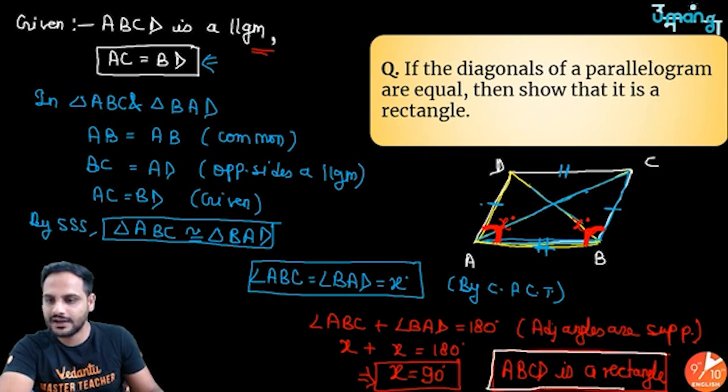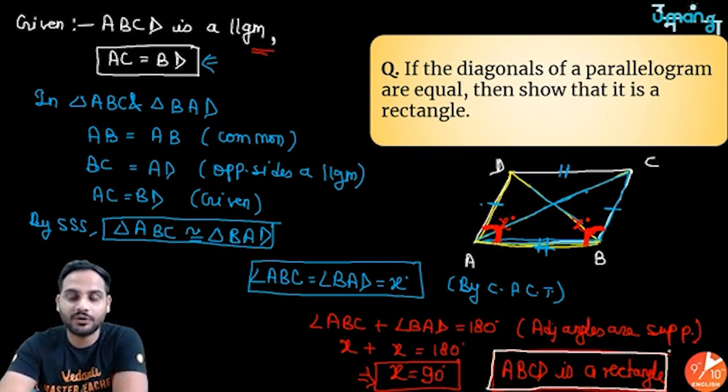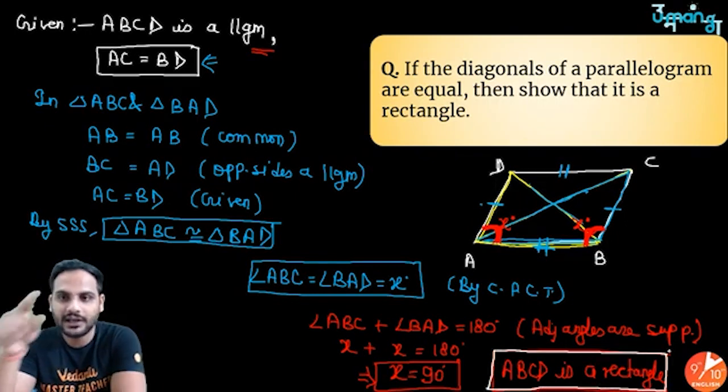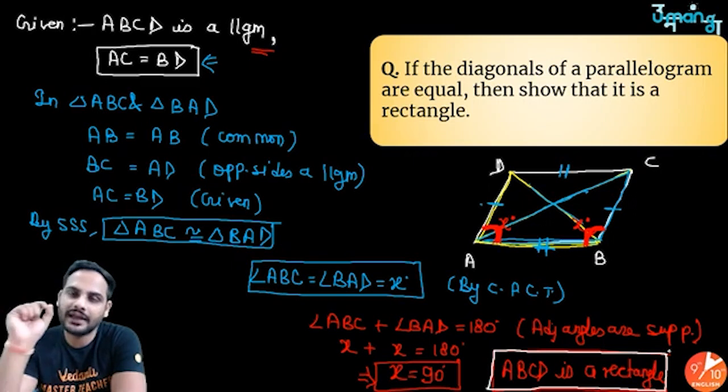Got it? So the minimum conditions which I have written, the conditions for proving it to be a parallelogram and all, that is very important. It will give you an idea to think. I wanted a parallelogram to be a rectangle. I knew any one angle must be proved 90 degree. And that is what I have done.